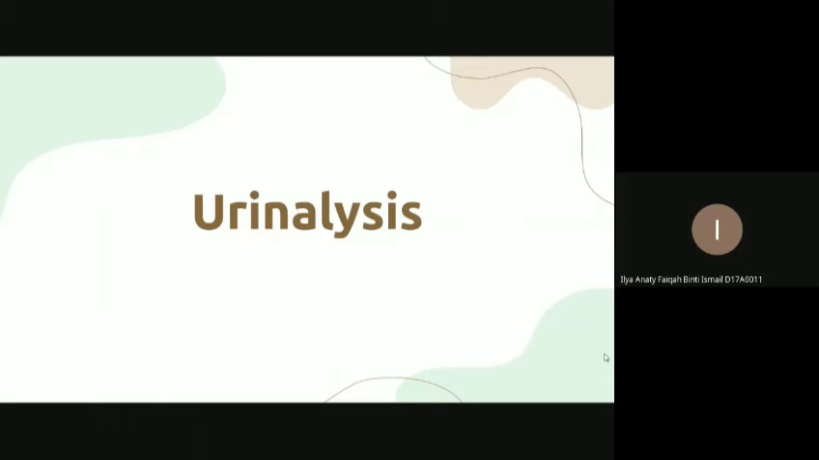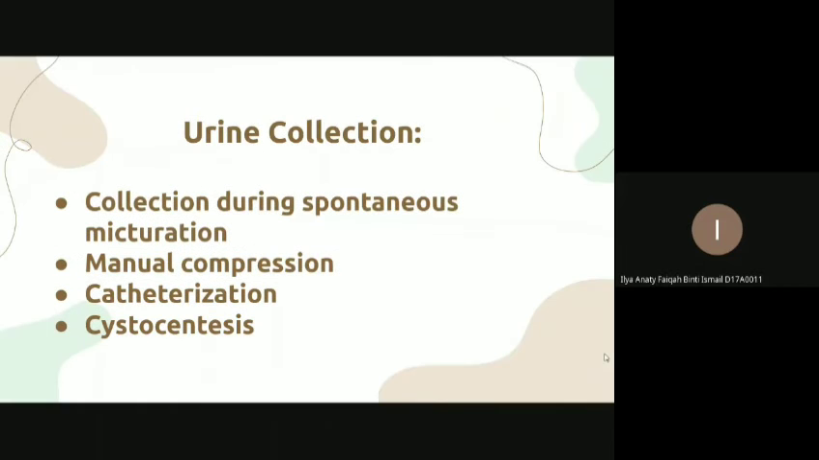Next, I will be talking about urinalysis. Urinalysis can be used to help define the differential list generated from the physical examination. And there are several ways to collect urine, such as collection during spontaneous micturition, manual compression, catheterization, and cystocentesis.